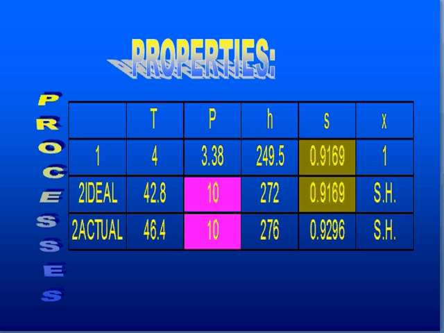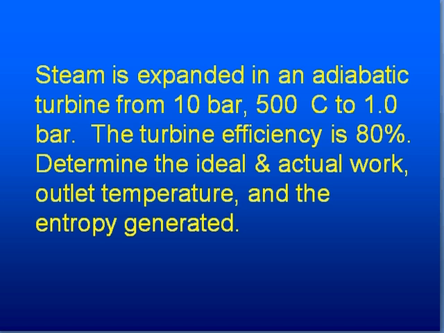So filling out all the information in the table, and again I'd encourage you to stop and do this. You'll get all these properties here. Notice that the entropy here is the same at 1 to 2 ideal, but slightly higher for state 2, the actual outlet state. If we put a thermocouple or a temperature sensor on this outlet state, we'd get 46.4, not the 42.8 predicted by the ideal compressor.